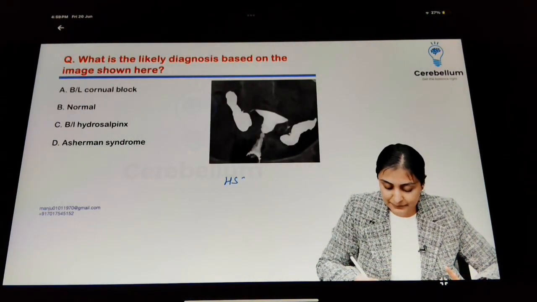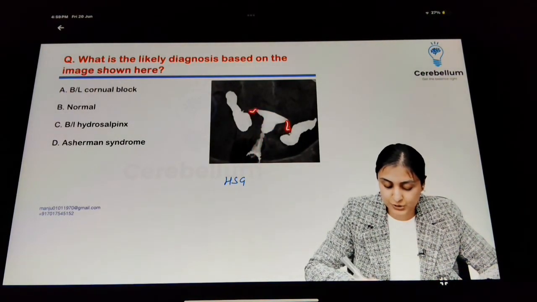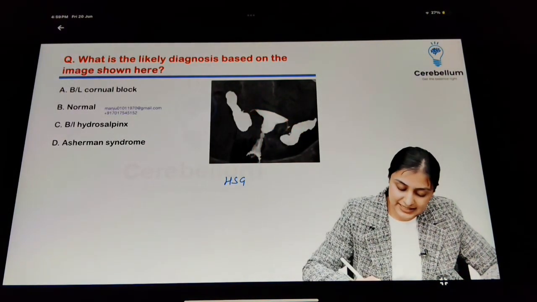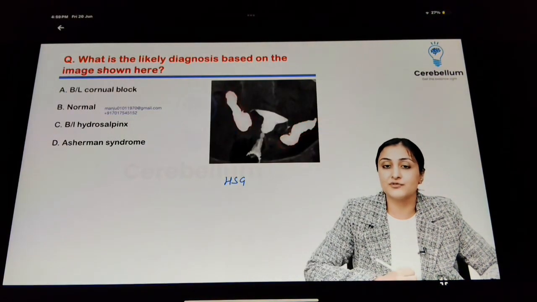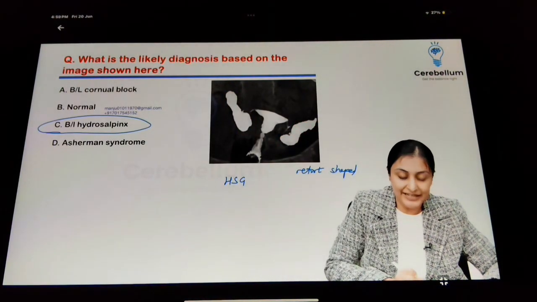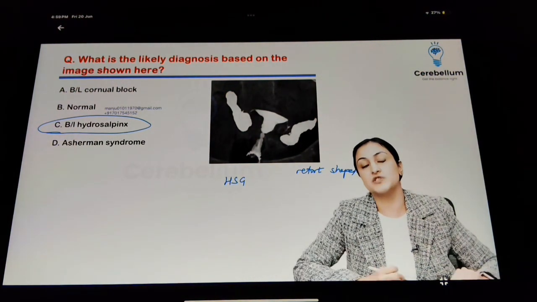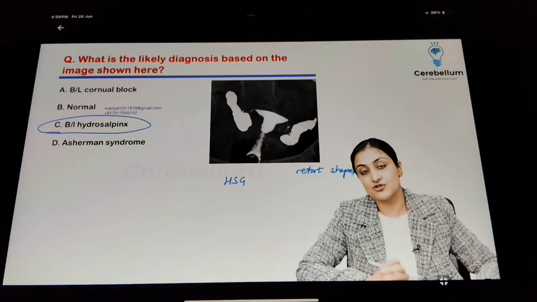This is a hysterosalpingography where you inject contrast into the uterus. You can see this is the normal uterus. The normal tubes look like this, and then they have spilling of contrast. But in this case, there is no spilling. You can see that the distal part of the tubes has become dilated, retort-shaped tubes. This is nothing but hydrosalpinx. This happens when you have obstruction at the distal end. The spill is not happening. The contrast is not spilling out because of obstruction. So this is bilateral hydrosalpinx.